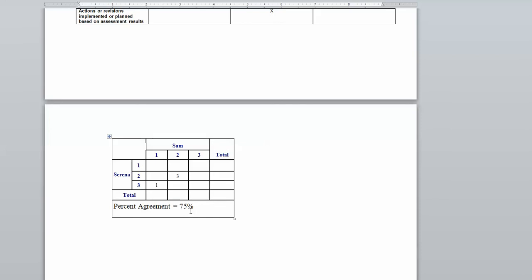But when we start going through kappas, when we say unweighted and weighted, the difference between the two is that unweighted Kappa doesn't really care whether or not there was a big difference. This is a big difference, with Sam saying it's a 1 and Serena saying it's a 3, as compared to if Sam would have said it was a 2. That's only a 1 category difference, where here it's a 2 category difference. Unweighted Kappa won't figure that out. But the weighted one will take that into consideration as well, as it should.